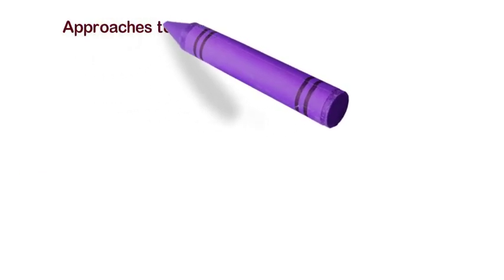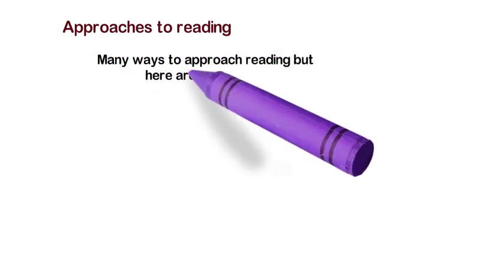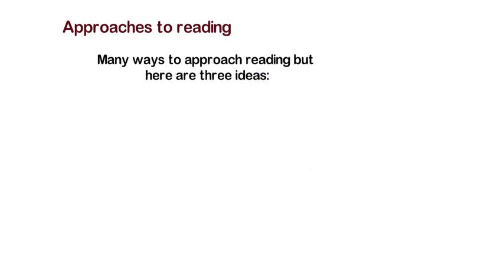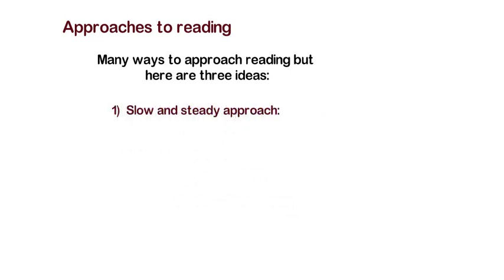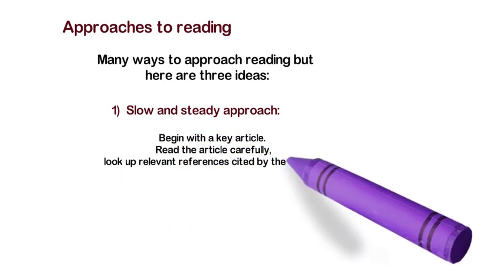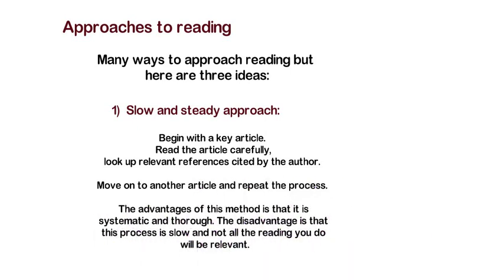I want to go through some approaches to reading now. There are many approaches to reading. I'm just going to highlight 3. The first approach is the slow and steady approach. This is where you begin with a key article. You read that article carefully. You go through the sources. You look up relevant references cited by this author. You move on to another article and you repeat the process. The advantage is that it's systematic and thorough. The disadvantage is that it's slow and you'll read a lot of material that may not be relevant.